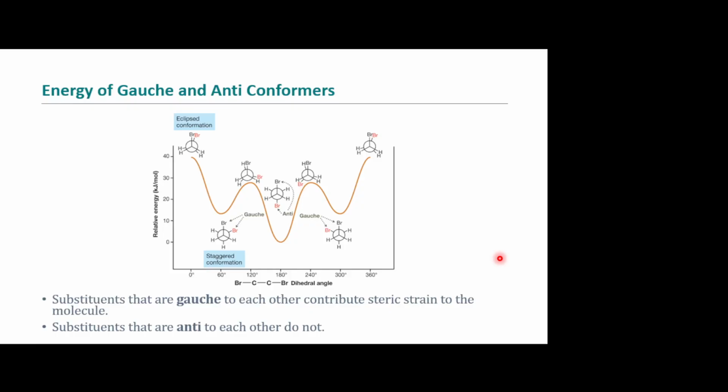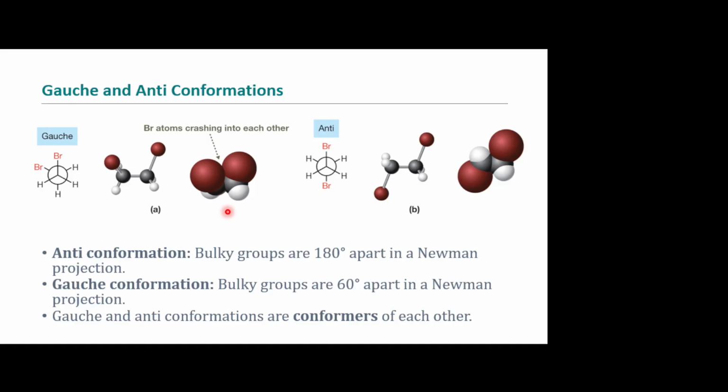Now, this right here again is that gauche. Remember, they're going to have what's called steric strain to the molecule. So when they're gauche to each other, they're going to have a little bit of overlap of those orbitals, right? A little bit of overlap of the electrons trying to repel each other, as we can see up here. And that's what's referred to as steric strain.